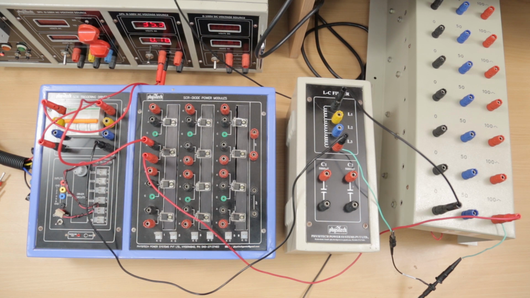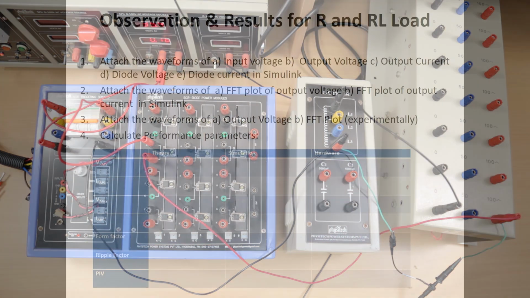Now we are done with the hardware part on the half-wave diode rectifier with R and RL load. We captured all the voltages and waveforms and FFT analysis for different frequencies. So we have done R load and RL load on the half-wave diode rectifier. From this we got all these values. With this we have completed the half-wave diode rectifier with R and RL load.